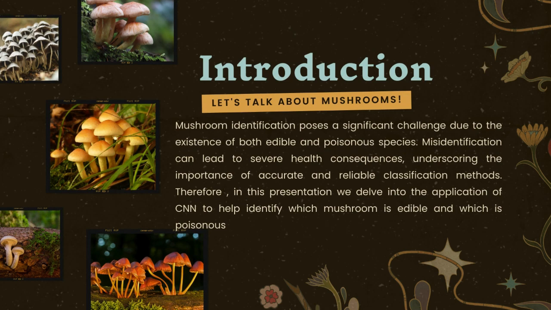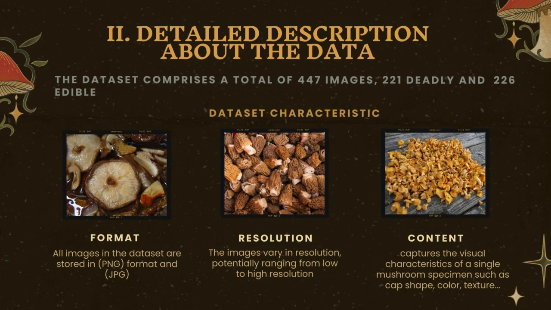Introduction. Mushroom identification poses a significant challenge due to the existence of both edible and poisonous species. Misidentification can lead to severe health consequences, underscoring the importance of accurate and reliable classification methods. Therefore, in this presentation, we delve into the application of CNN to help identify which mushroom is edible and which is poisonous. So let's move on to the detailed description about our dataset used in the project.